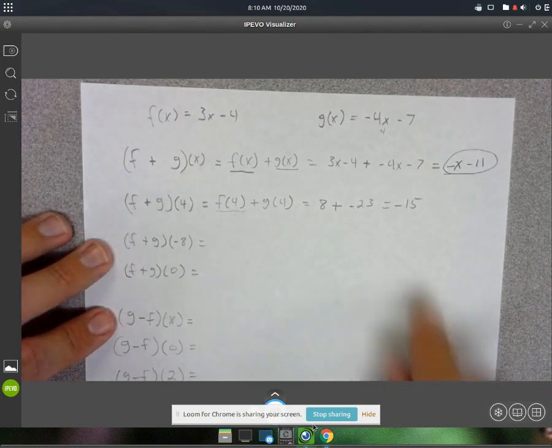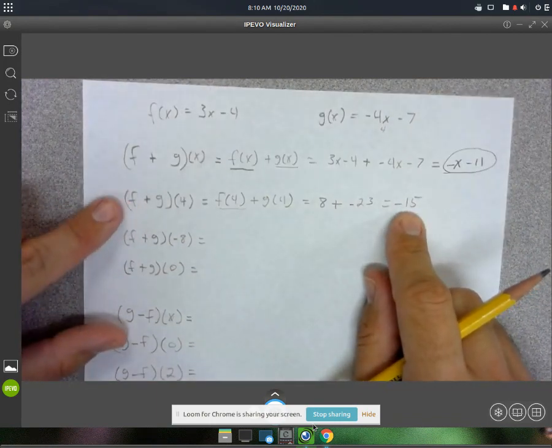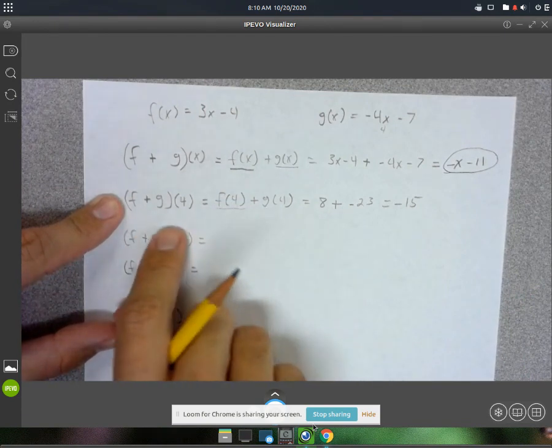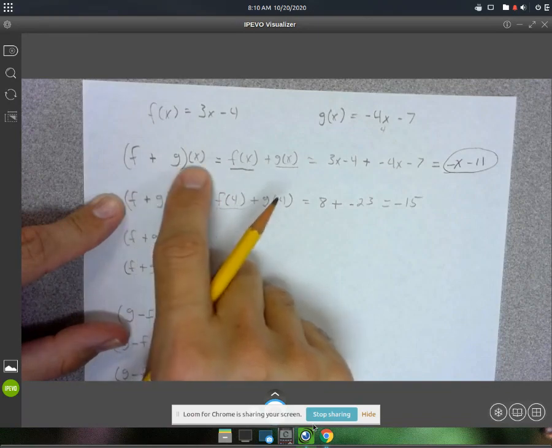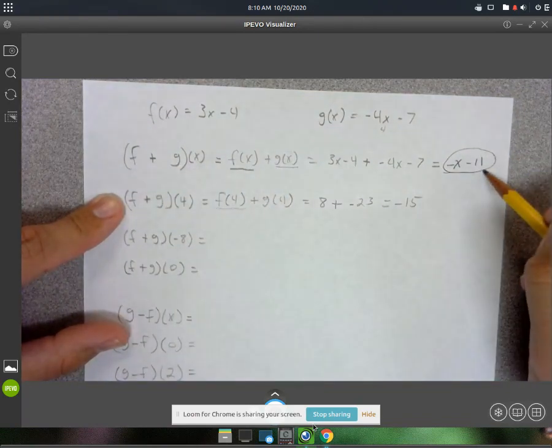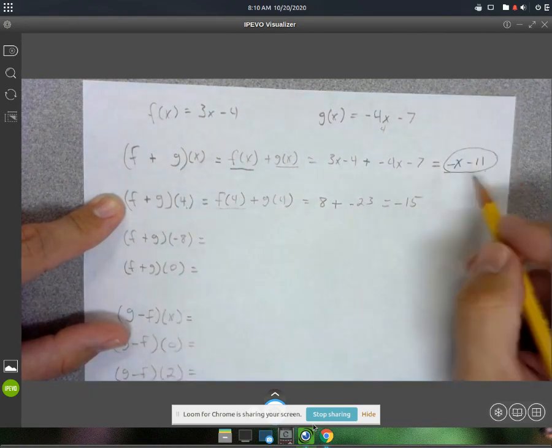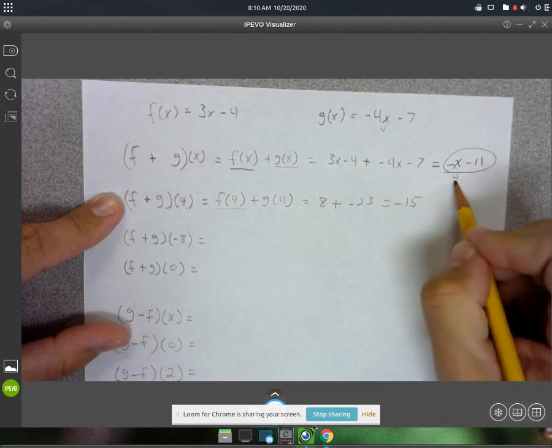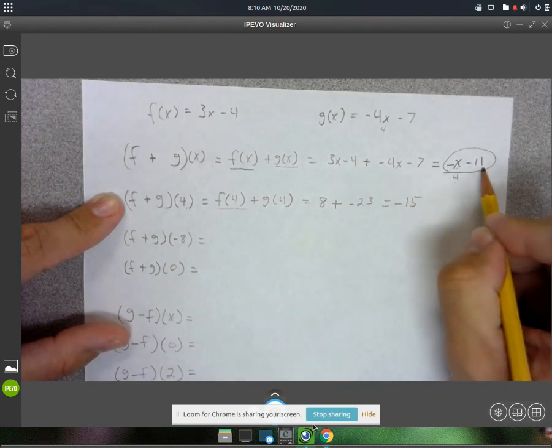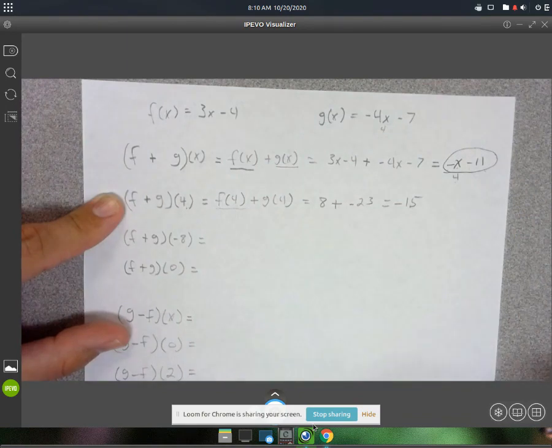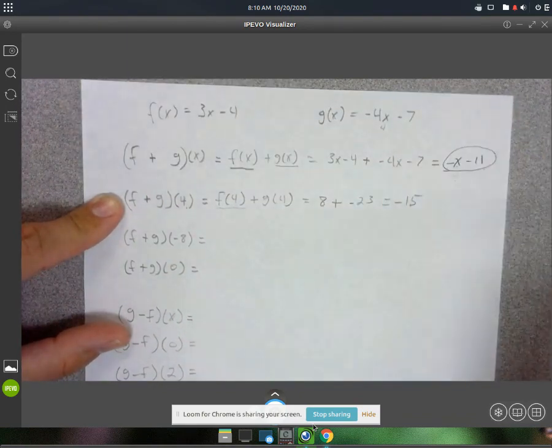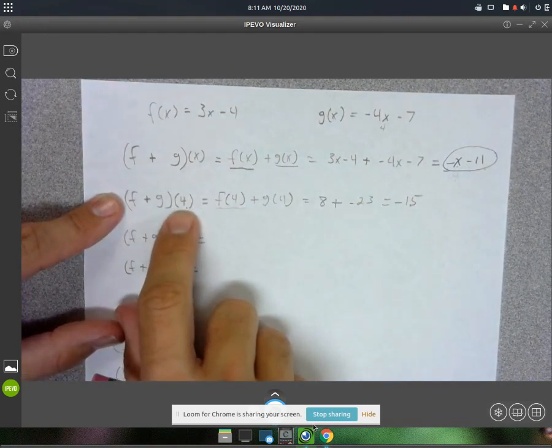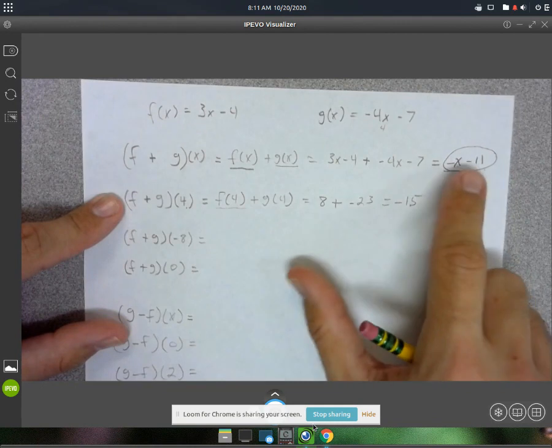Yep. Now the other way that you could have figured this out, instead of breaking it down into f of 4 and g of 4, is since you know f plus g of x is this over here, you could just plug in 4 for x on this. So pretend you did that. Negative 4 minus 11, and that would give you negative 15. Because you did all the difficult math up here, in the general form, it makes it easier for plugging in numbers later. So I think that's how I'm going to do the rest of these.